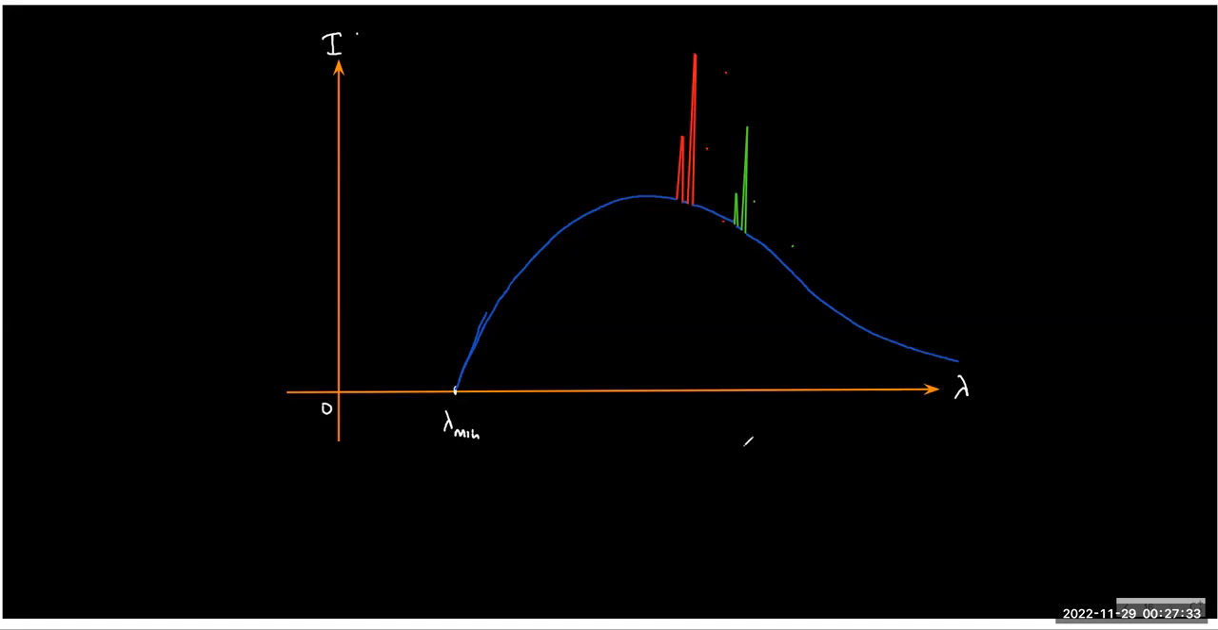The blue graph is actually representing something called continuous radiation. And the reason for the production of continuous radiation is the loss in kinetic energy by the bombarded electrons. So what is the reason of continuous radiation?